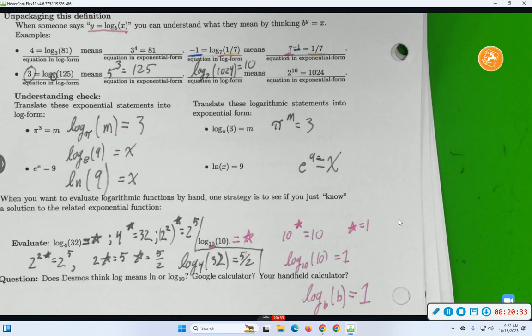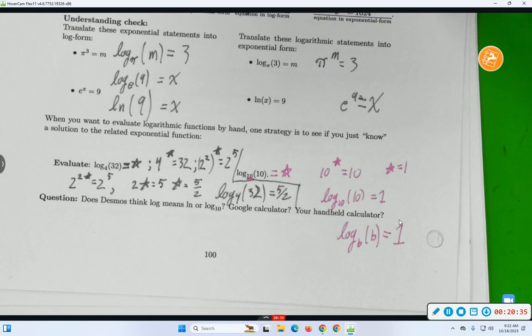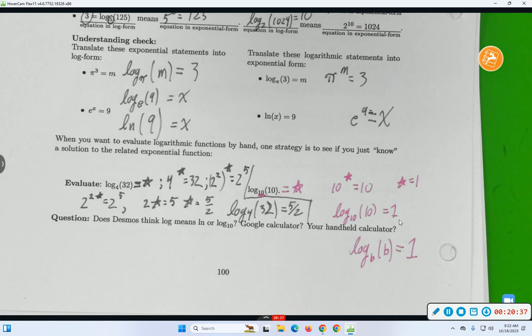As we progress, we will talk about how to deal with the fact that maybe your calculator only seems to walk in the one or two bases. We'll talk about how you translate between. Folks feel good? Nice.